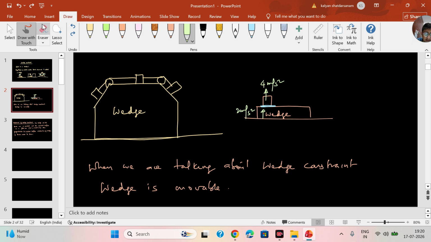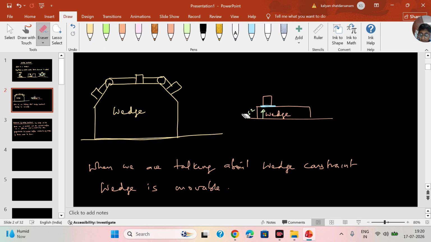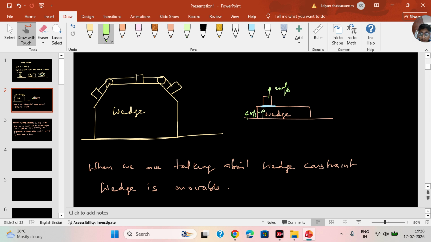Now you might challenge and say, sir, what if the wedge has 4 meter per second square acceleration and block just has 2 meter per second square? Then what's going to happen? The wedge is going to gain, in small time, whatever it is, even 0.001 second, a greater velocity, and immediately it's going to push the block above it, so that eventually this will also come to some common acceleration, right? It will come to either 4 or whatever. So the wedge and the block will have same acceleration perpendicular to contact surface. That is the wedge constraint.